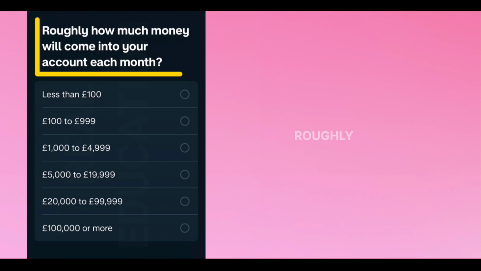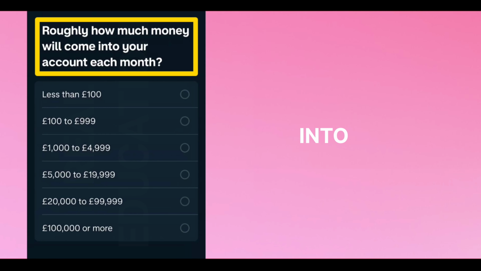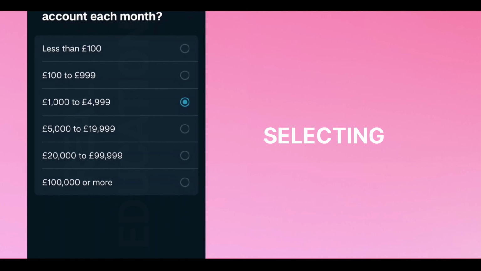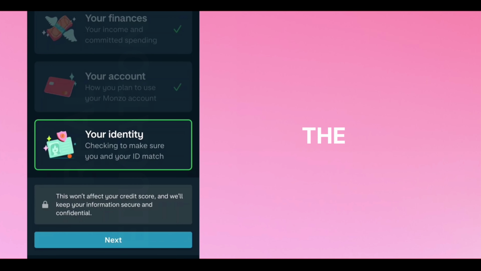Now they are asking roughly how much money will come into your account each month. So after selecting your amount, we have to click on finish section. So friends, this is the last section. We have to complete it. Now we need to verify our identity. So I am going to click on the next icon.